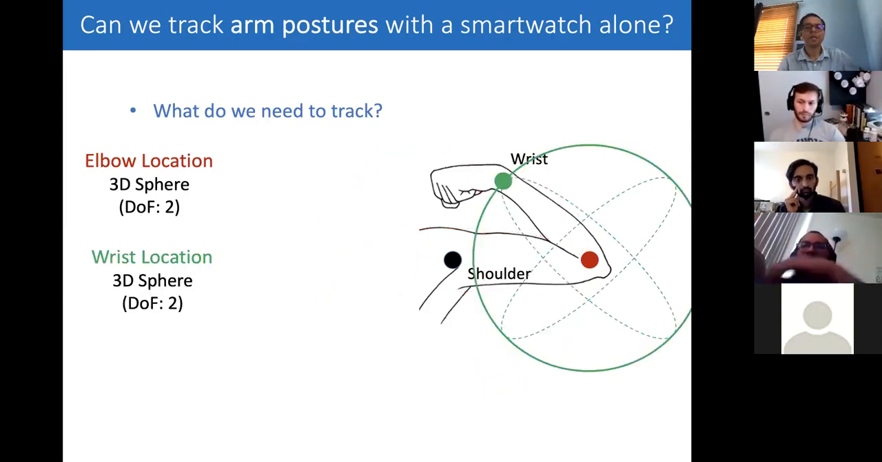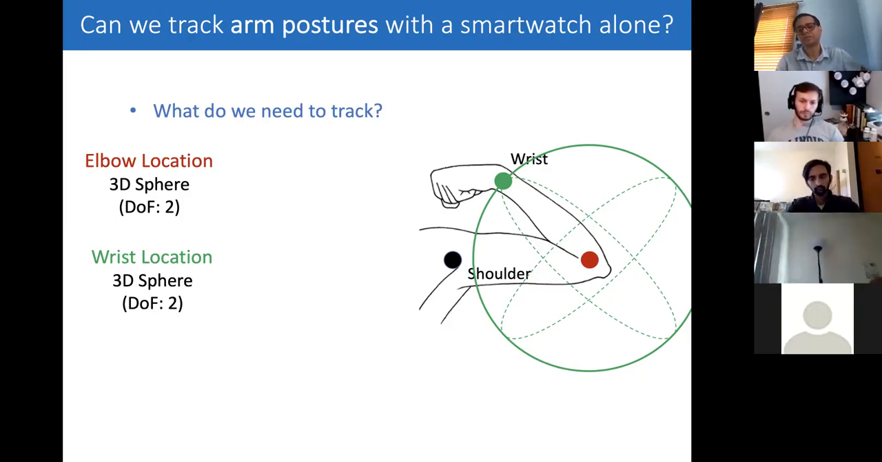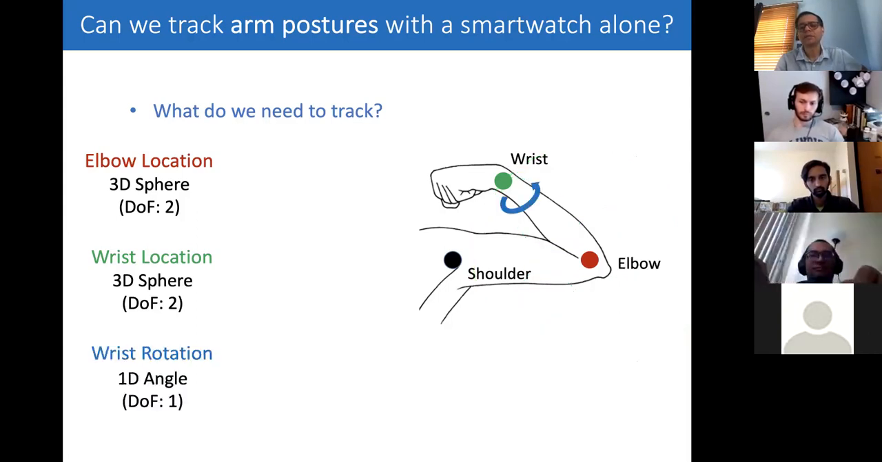Very good. The next unknown I have is the wrist location. That is also 2D. Why is that 2D? Oh, because that wrist location, if I know the elbow location, then that wrist location is actually on a 2D surface around with the elbow as the center of that sphere. Very good. The third one is wrist orientation. And we have only one unknown.